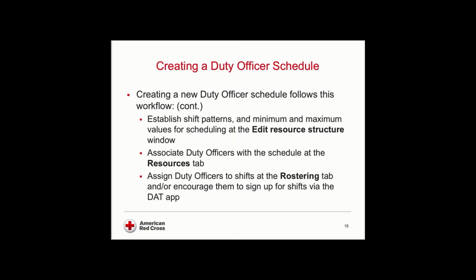Other work that you'll do in setting up the schedule is determining what shift patterns are going to be followed and the minimum and maximum values for scheduling. And so the shift patterns can vary depending on the position. You may have some shifts that are going to be as short as 6 or 8 hours. You may have other shifts that are going to be days or weeks even. And then the minimums and maximums determine both how many people would be called on an automatic schedule as well as the number of people who are allowed to sign up for any given shift.